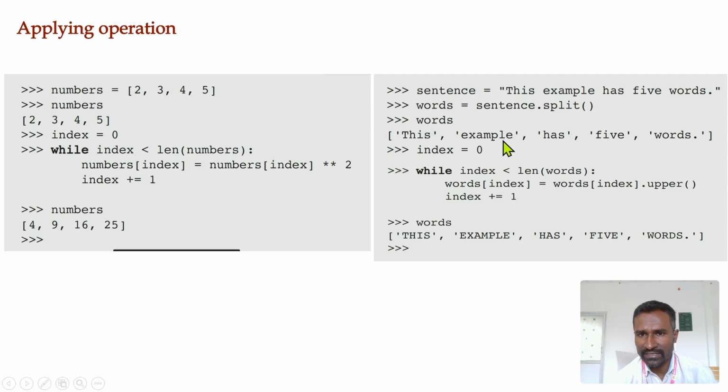Similarly, here the sentence is a list. This example has 5 words, so I'm splitting the sentence like this. If you use sentence dot split with brackets, it will be separated into separate strings. Then, as we did in the previous example, we can capitalize, converting lowercase to uppercase. Everything was changed to uppercase.